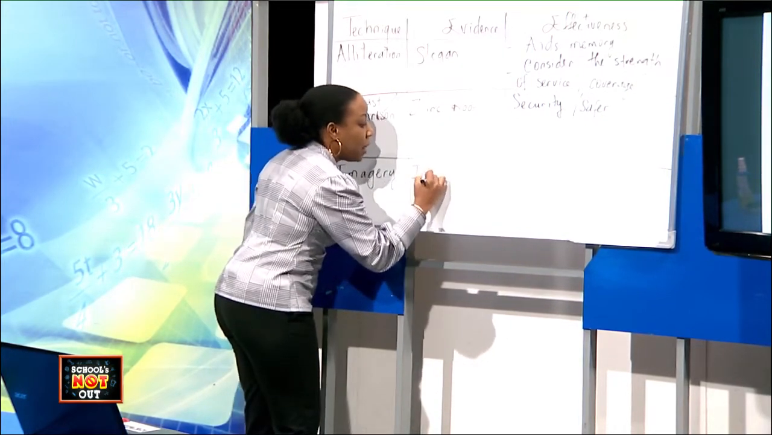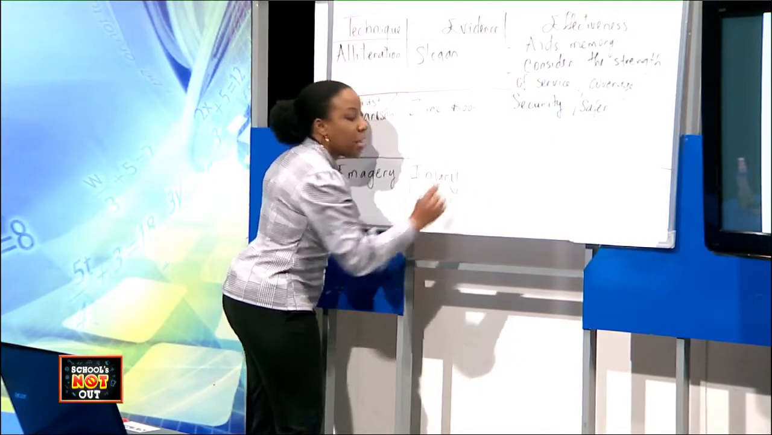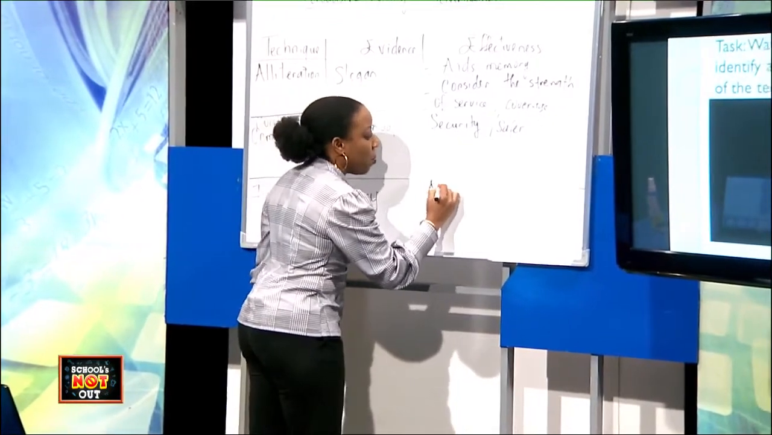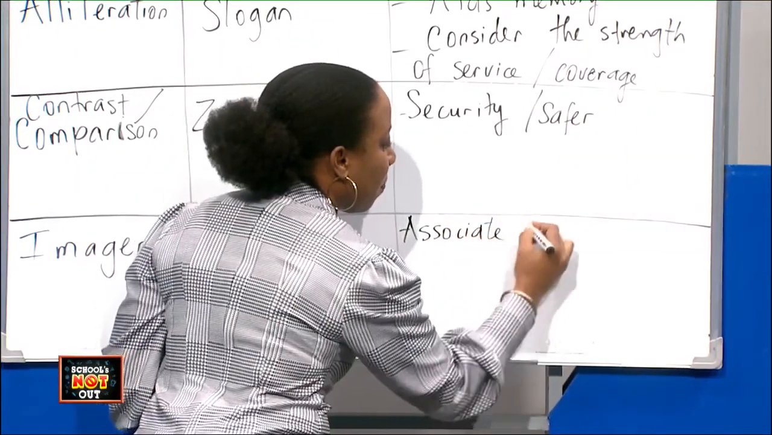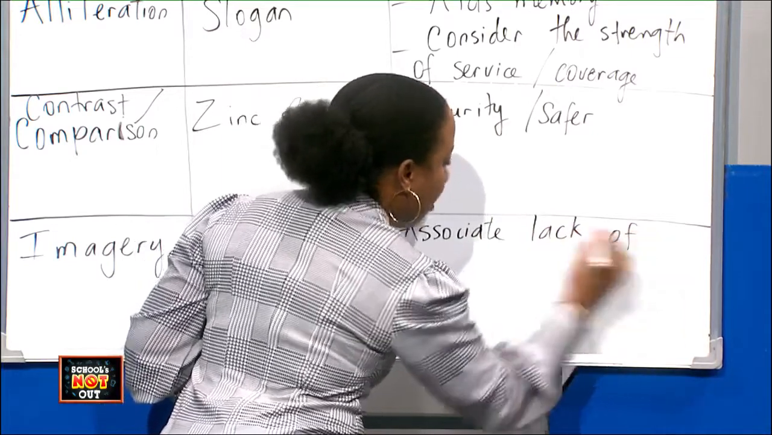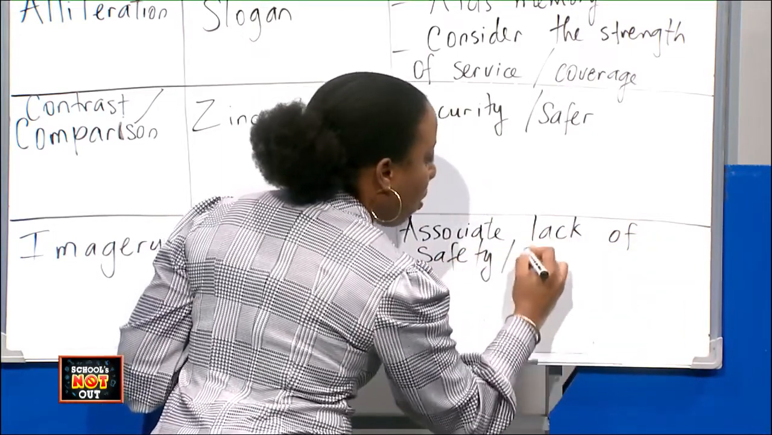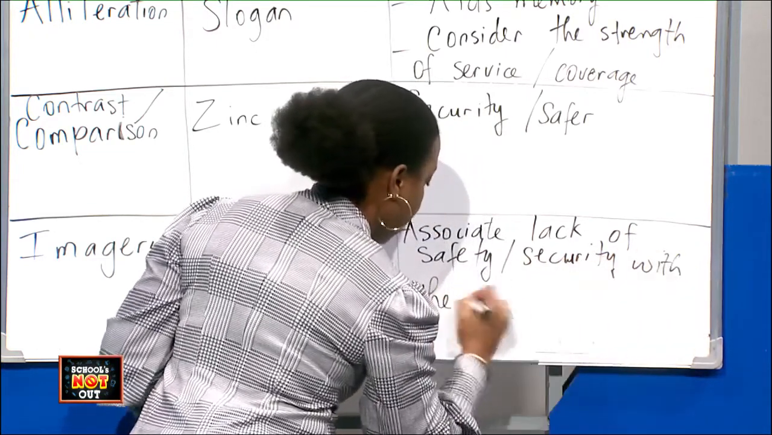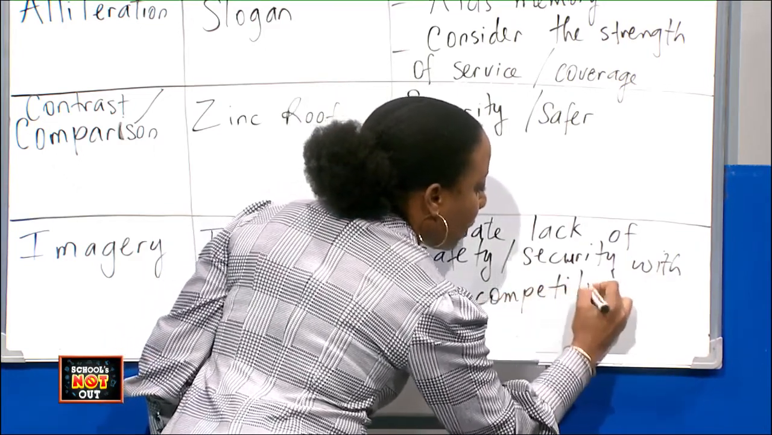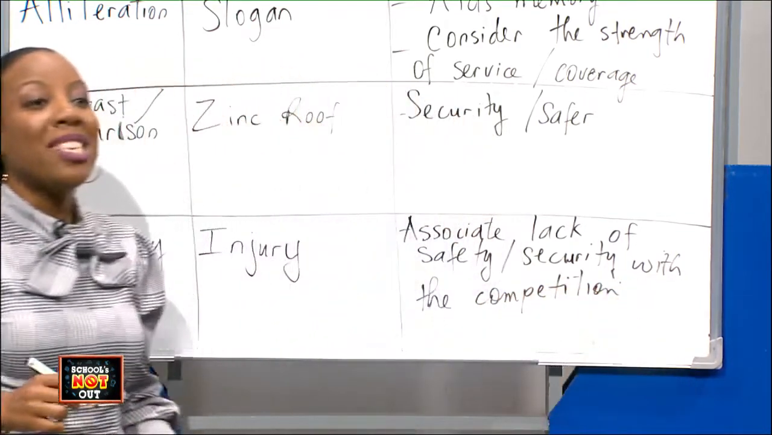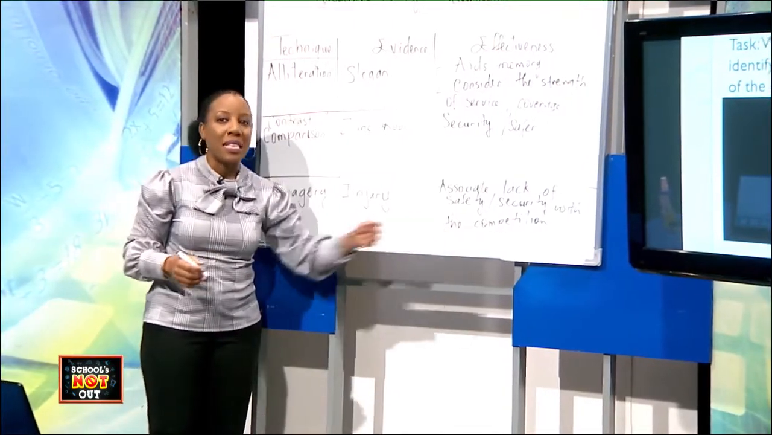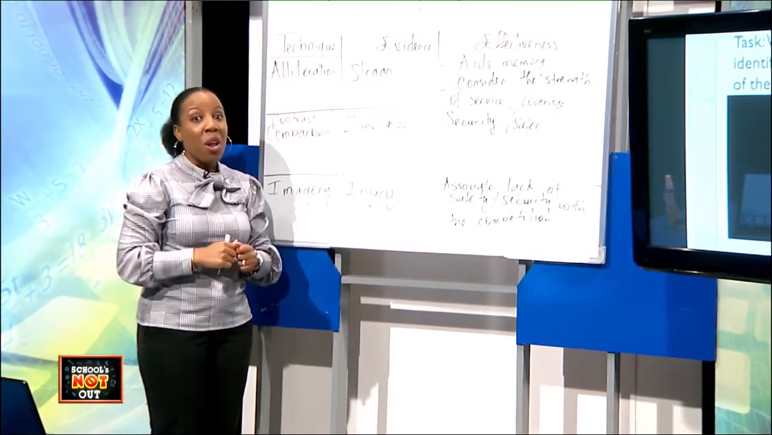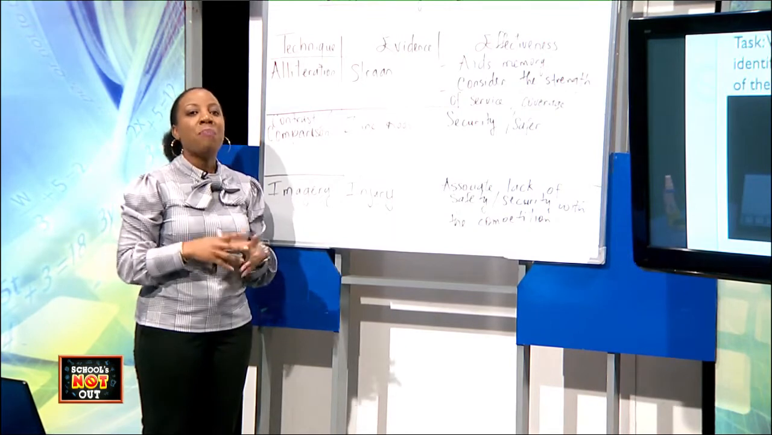So let me write the evidence here. The injury contained in the video. Effectiveness, we associate lack of safety or security with the competition. And of course, when we think about Digicel's network, we are thinking the opposite, that we are more secure, we are safer, Digicel's service is strong, we'll always have connectivity, as I said, and they will be there when we want them to work.